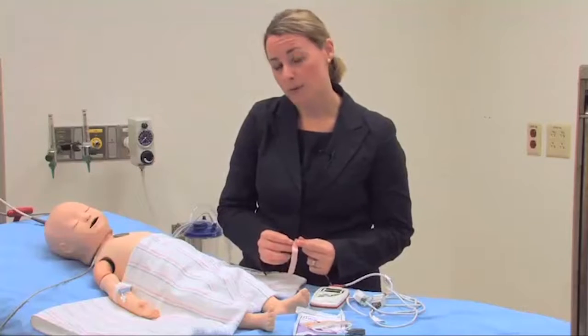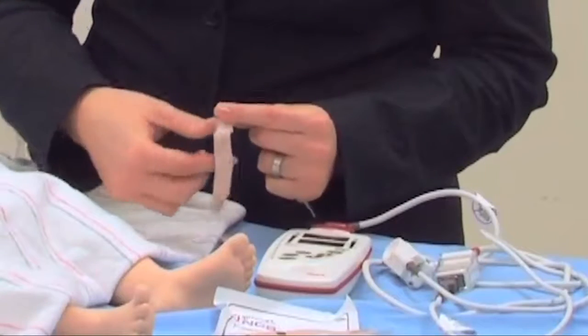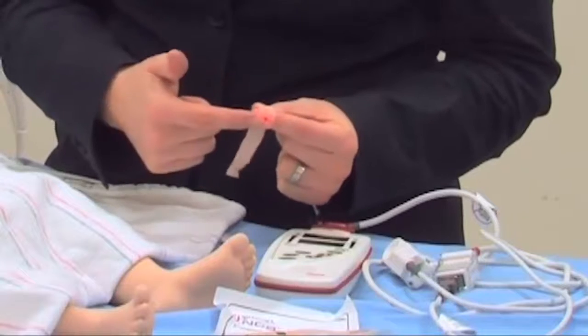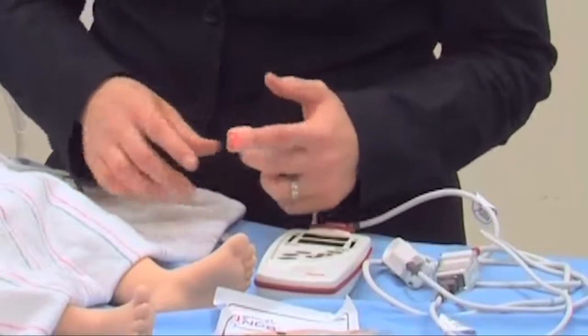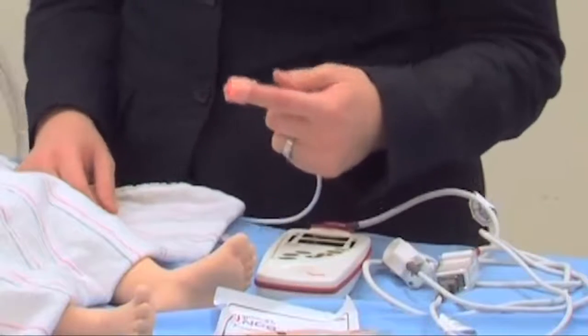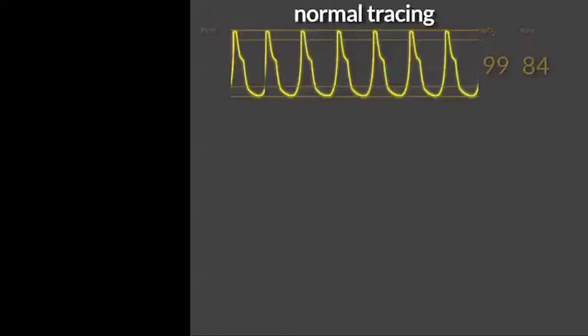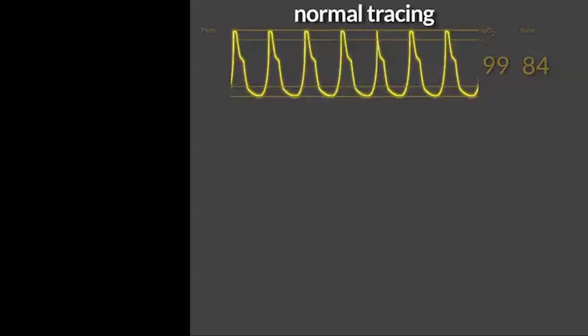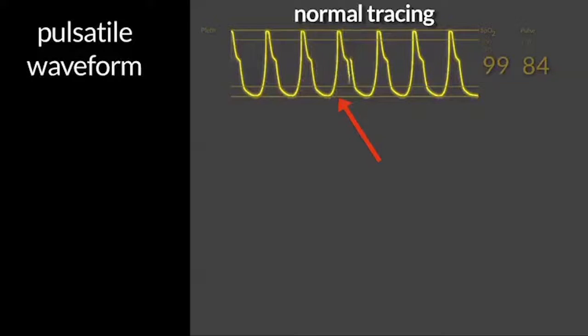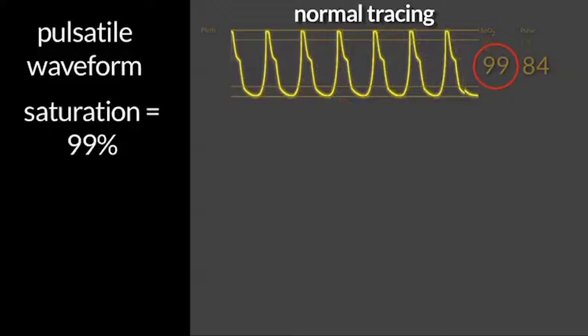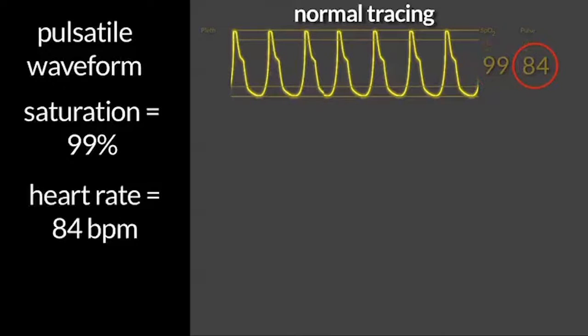I'm going to place this probe on my finger, placing the receiver on one side and the light source on the other, and wrap the elastic around. And then I'm going to look at our monitor and observe to see a pulsatile waveform, which you now see, along with a saturation of 99% and a heart rate of 84-85.